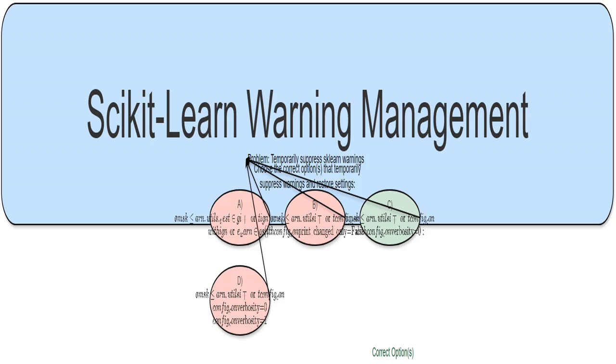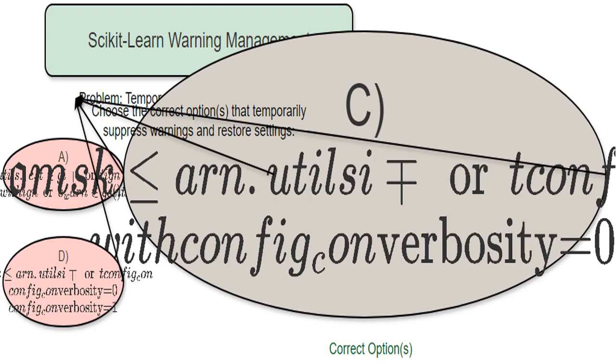I'm working with scikit-learn, a popular machine learning library in Python. Sometimes, scikit-learn gives warnings. These aren't always errors, but they can clutter your output. I need to manage these effectively. I've got a few options to try. I need to choose the ones that will temporarily quiet warnings during a block of code. The goal is to return to normal warning behavior after I'm done with that block.